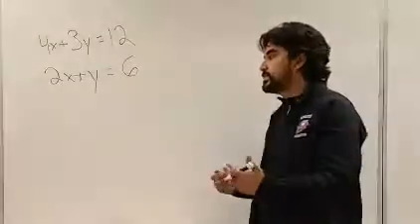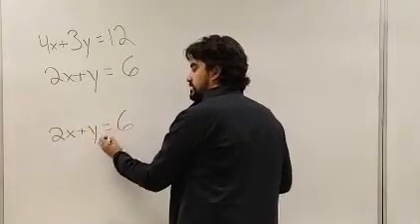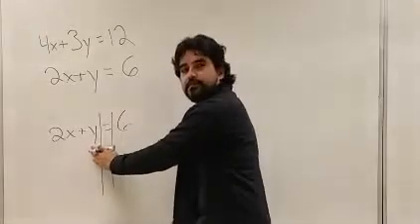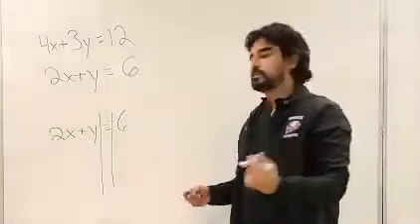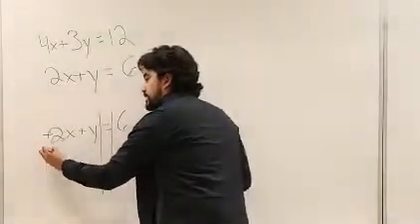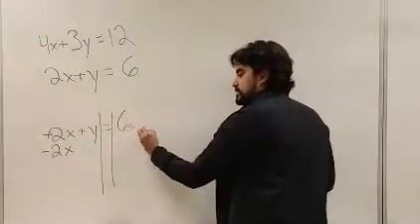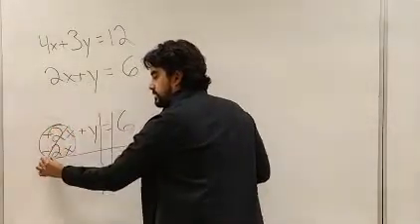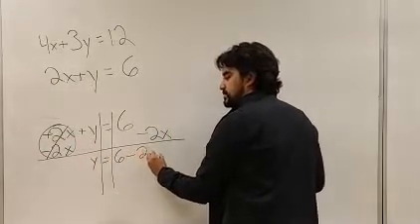In order to do that, same as before, we have 2x plus y equals 6. I'm going to draw my lines to divide my left and my right side. I want to get y by itself, so I need to take care of the 2x. Since the 2x is positive, the inverse operation would be negative 2x. So if I subtract 2x on my left side, I'm going to subtract 2x on my right side. Cancel these out, and y is equal to 6 minus 2x.